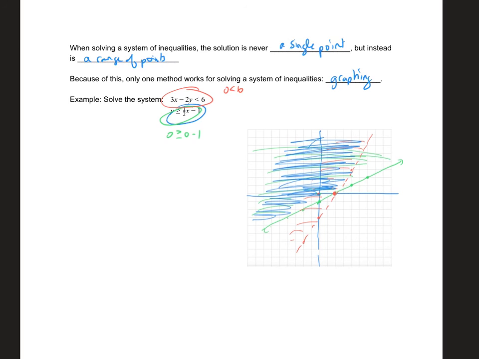Now, unlike systems of equations, with inequalities, you can have 2 or 3 or 4 of them all happening at the same time, but the process is the same. You graph them all, and where they all overlap is the solution.